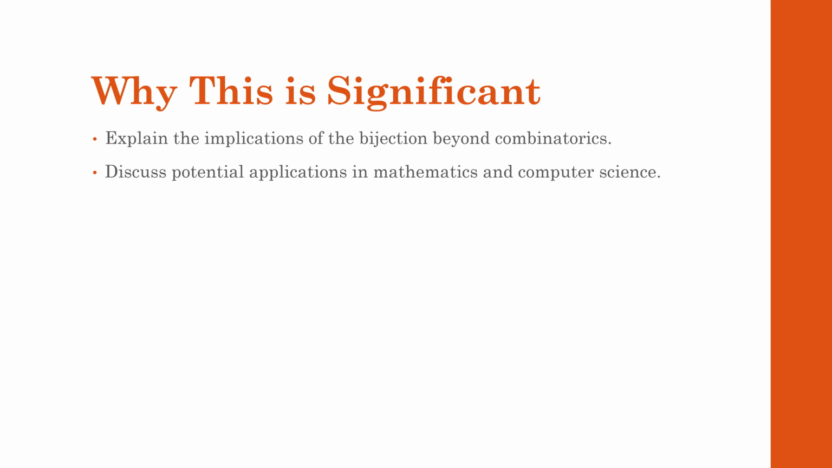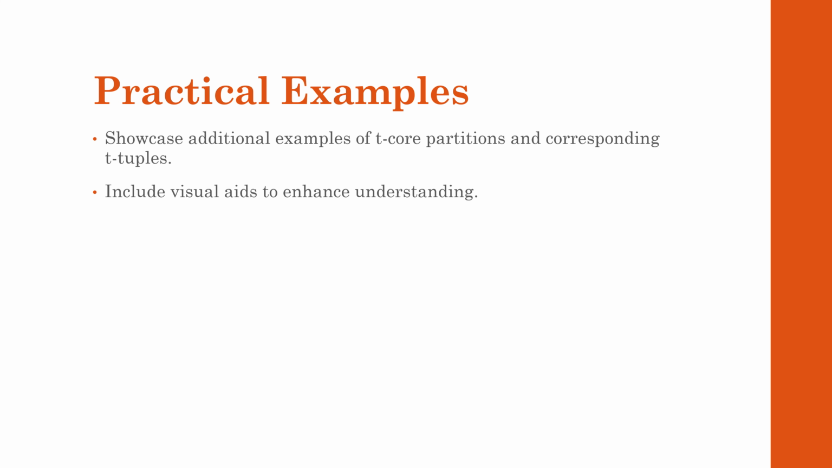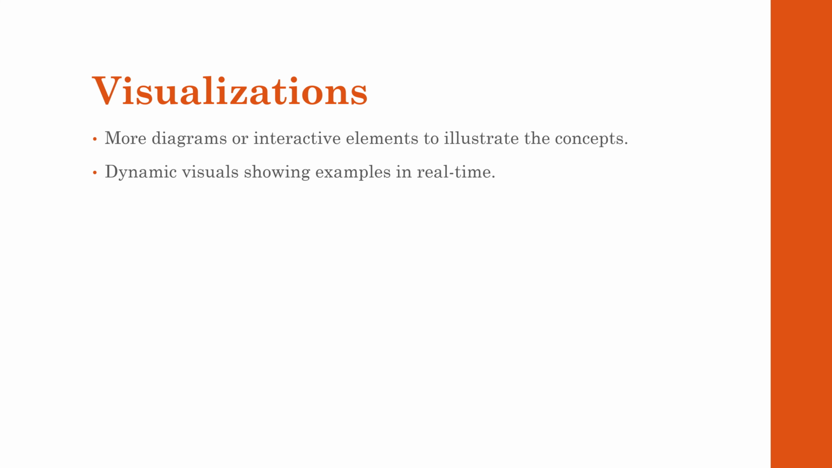Explain the implications of the bijection beyond combinatorics, and discuss the potential applications in mathematics and computer science. Practical examples: show additional examples of the T-core partitions and the corresponding T-tuples. Include visual aids to enhance understanding. Visualization: more diagrams or interactive elements to illustrate the concept. Dynamic visuals showing the examples in real time.